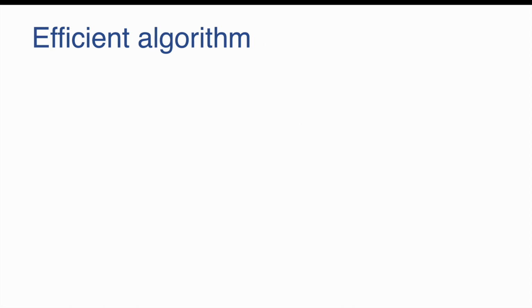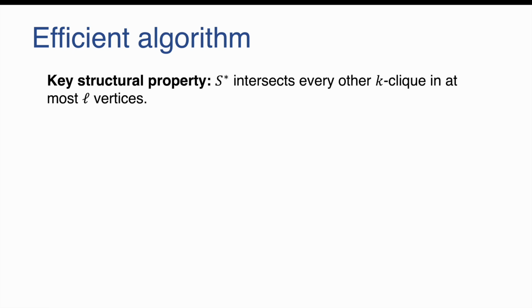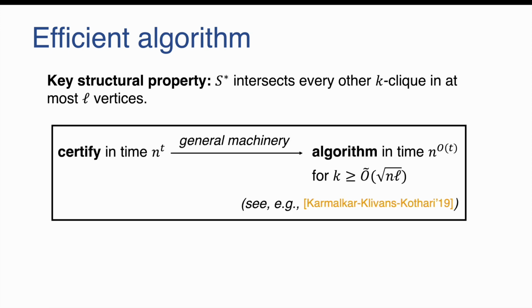So now our goal is to get somehow an efficient algorithm. And I want you to notice that the key structural property that we used so far was that S star intersects every other k clique in at most L vertices, where so far we use L equals log n by Steinhardt's claim. It turns out that if you can certify such a statement in time n to the t, there is a general machinery based on a sum of squares program of size n to the t that gives you an algorithm that runs in time n to the O of t and solves the problem, like gives you a small list, whenever k is at least root n times L.